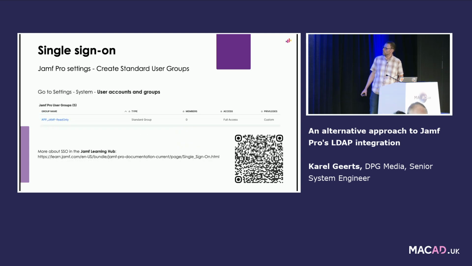So, using groups, that's an example of our test instance. You have to go to Settings, System, User Accounts and Groups, and create a standard user group, and that has to match exactly what you have in your identity provider, or in our case, the group has the same name as in Active Directory.